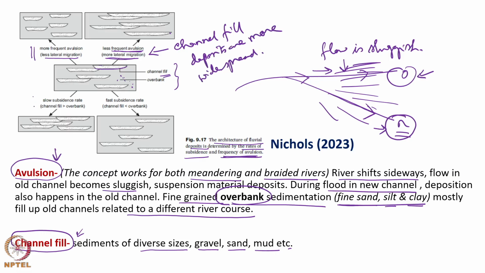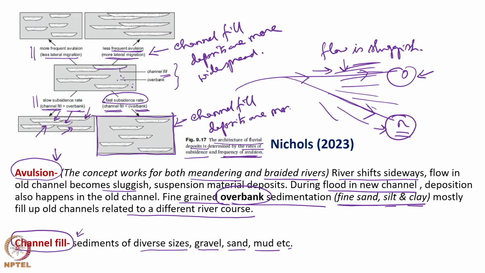Now, take a third situation, a slow subsidence rate, when the channel fill is more than the overbank, and as per the diagram, the channel fill portions are significantly more. But if there is a channel fill less than the overbank deposit, which is indicated by the fast subsidence rate, one can see that more subsidence has happened. So, more sediments have been accommodated. There the channel fill deposits are separated, here they were close together. So, in this case the channel fill deposits are more spaced.